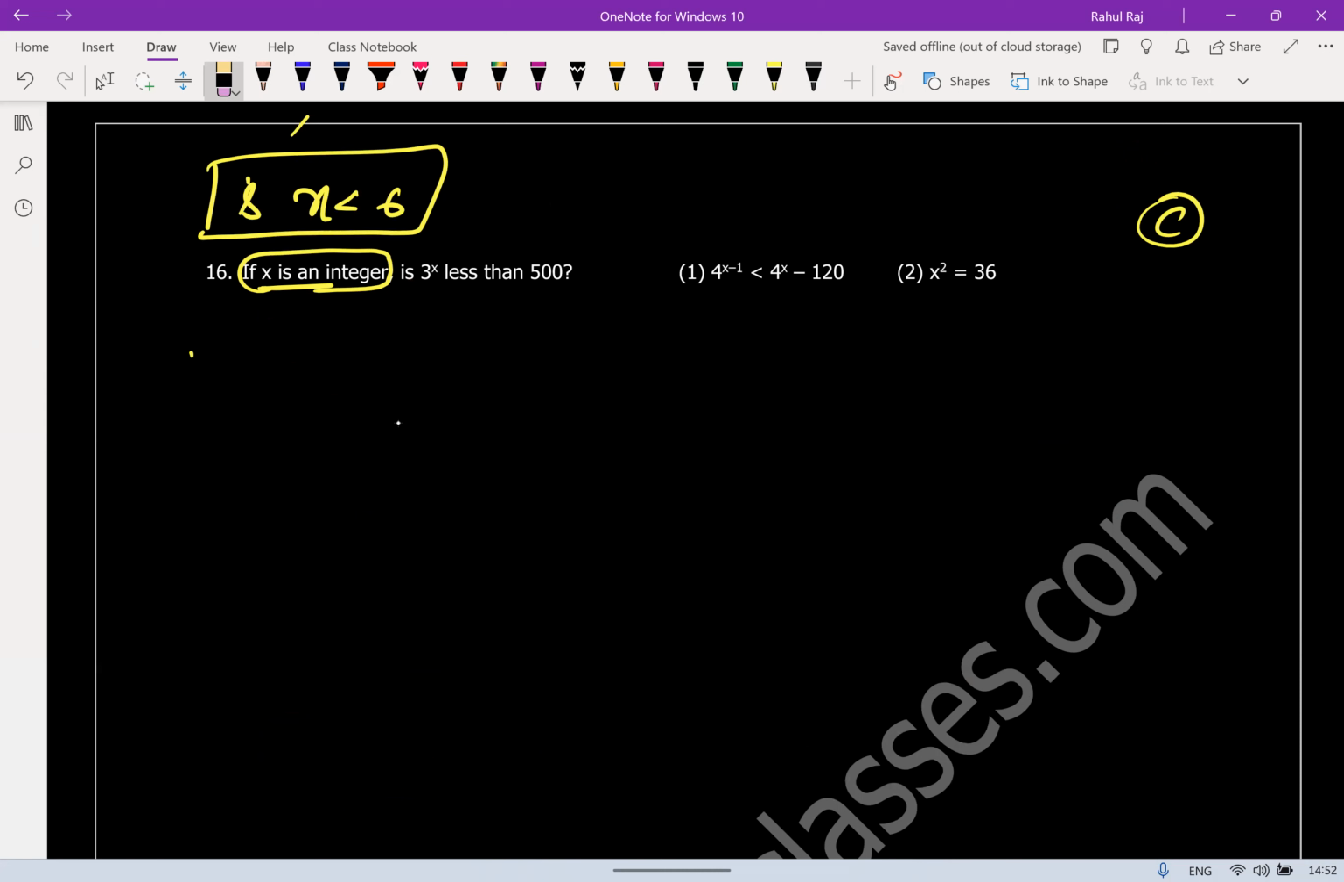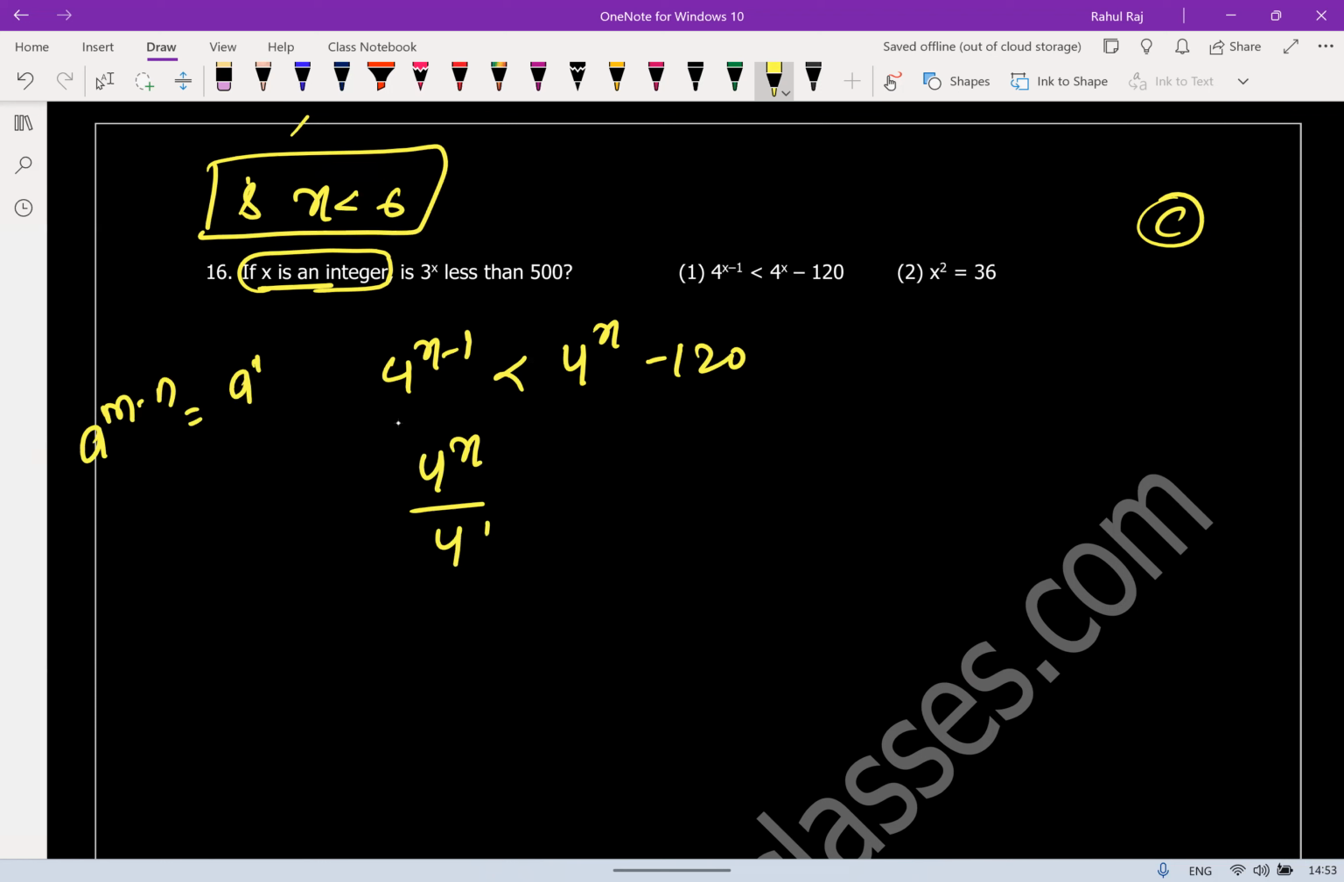Now statement number 1 is what? 4 to the power X minus 1 less than 4 to the power X minus 120. This is statement number 1 I have. Now, obviously, I should try and solve it if it is possible to solve. 4 to the power X minus 1, can I say 4 to the power X by 4? I have done nothing. I have just used a to the power m minus n, which is a to the power m by a to the power n. This is the exponent rule. So 4 to the power X minus 1 becomes 4 to the power X over 4 to the power 1. 4 to the power 1 is 4.